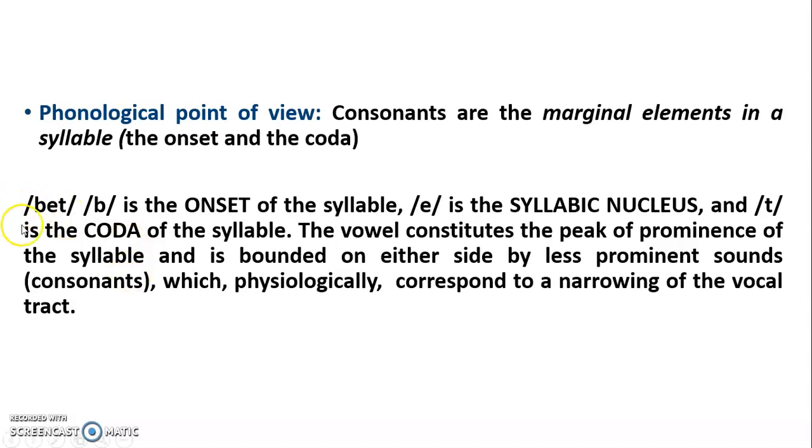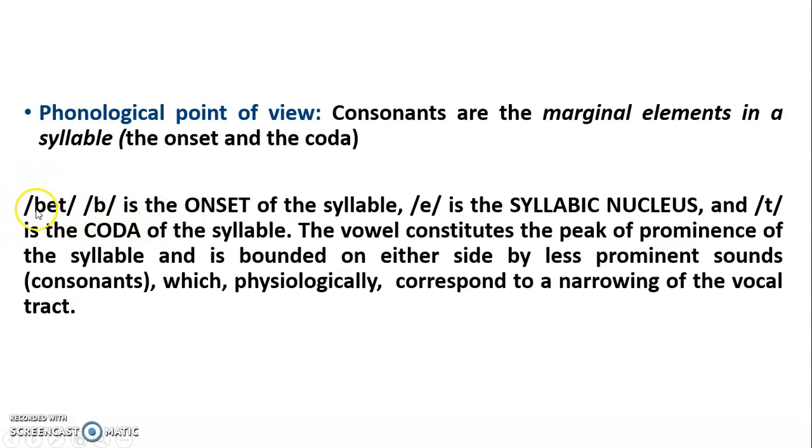So, if we analyze the word bed, for example, b, b, b. The consonant sound b is marginal. It's a consonant sound. And d is another consonant sound, and it's marginal too. While the vowel sound is syllabic, the syllabic nucleus of the syllable. It's the most prominent or sonorous of all the sounds here.